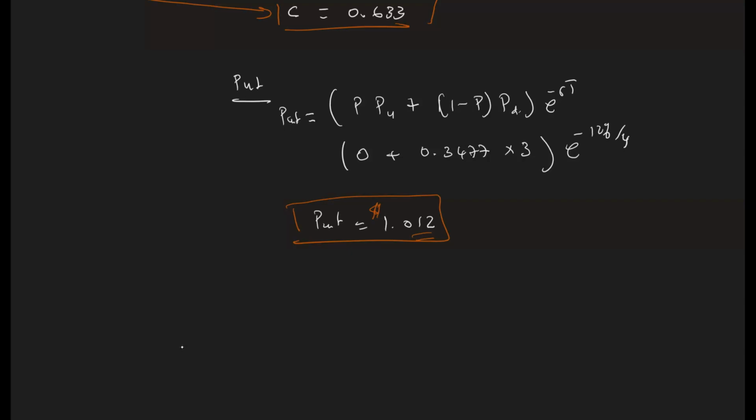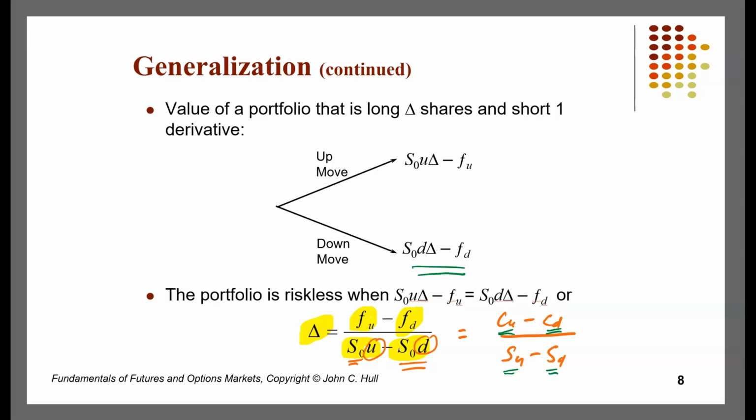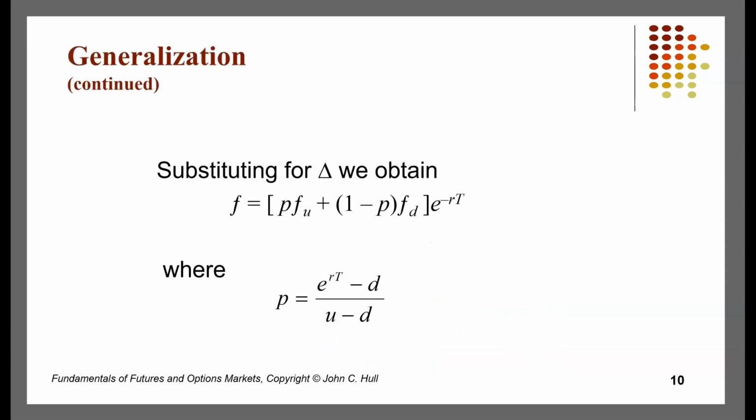Now, before I stop the video, what I want to do is go back to the slides and show what we have. So the generalization here is essentially saying that you have a risk neutral probability, P, multiplied by call up plus 1 minus the risk neutral probability, which is Q, multiplied by call down, present value, where P, which is that probability, is equal to the future value factor minus D, over U minus D. Same thing that we did there.